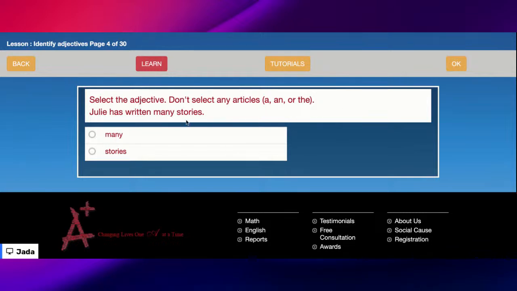Julie has written many stories. So, what does it suggest? Is it many or stories? What is the adjective here? Julie has written many stories. Many, yes. Okay.